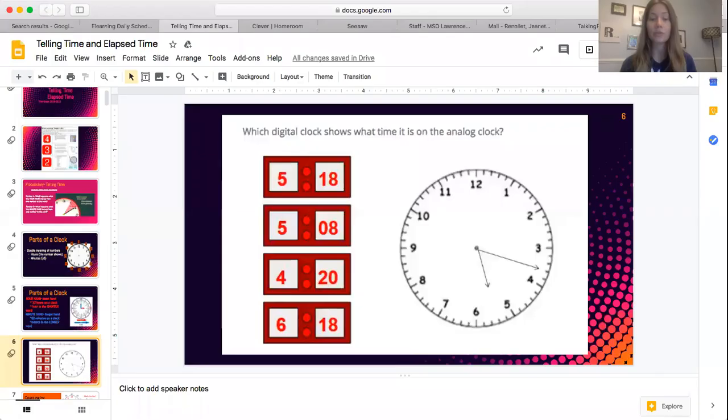Today I'm going to teach you about telling time using an analog clock. In third grade, we tell time to the nearest minute. Today I'm going to share my screen with you, and I'm going to show you some Google Slides to help us with this skill.